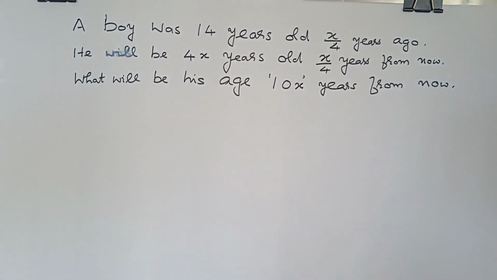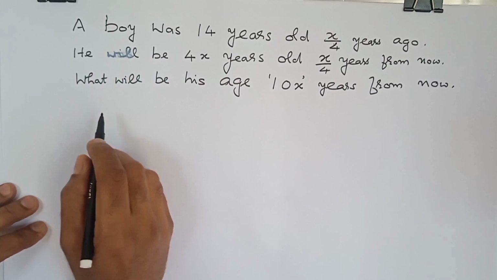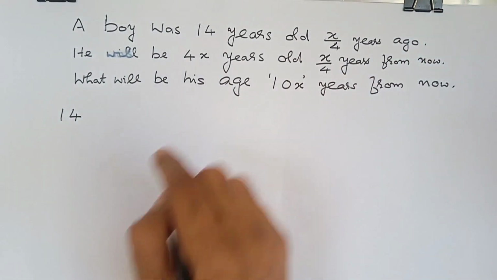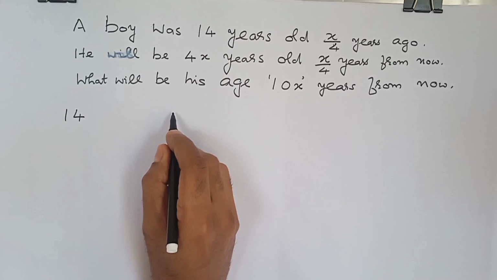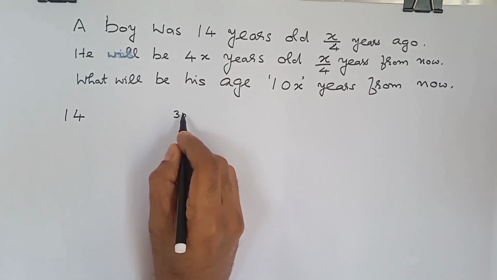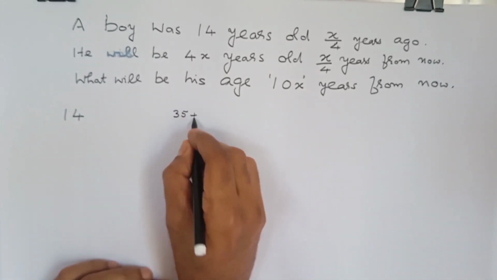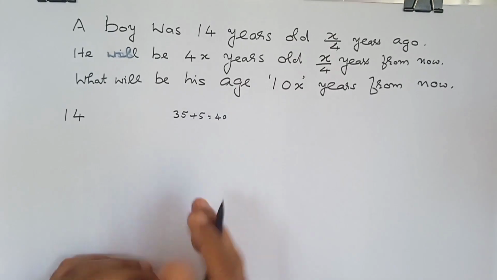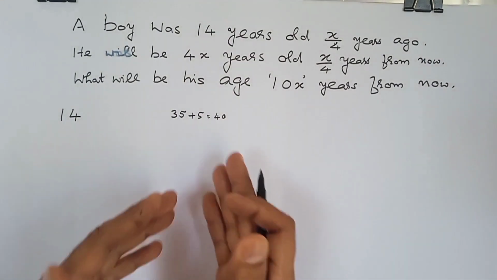That means in the future. Look at the data. They say the boy was 14 years old, x by 4 years ago. So can you find out his present age? For example, if I say I was 35 years old 5 years ago, then what would be my present age? 35 plus 5. So if you know someone's age in the past, you just add so many years to his age in the past, and you will get his present age.